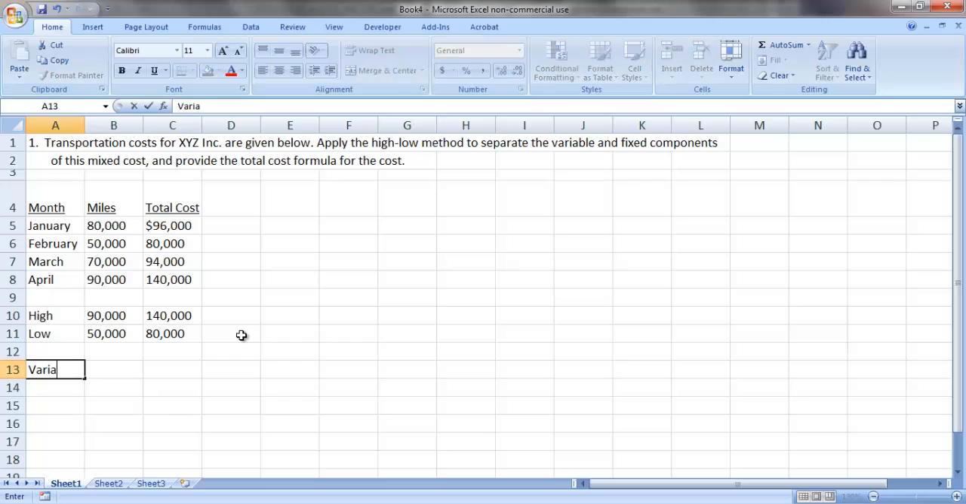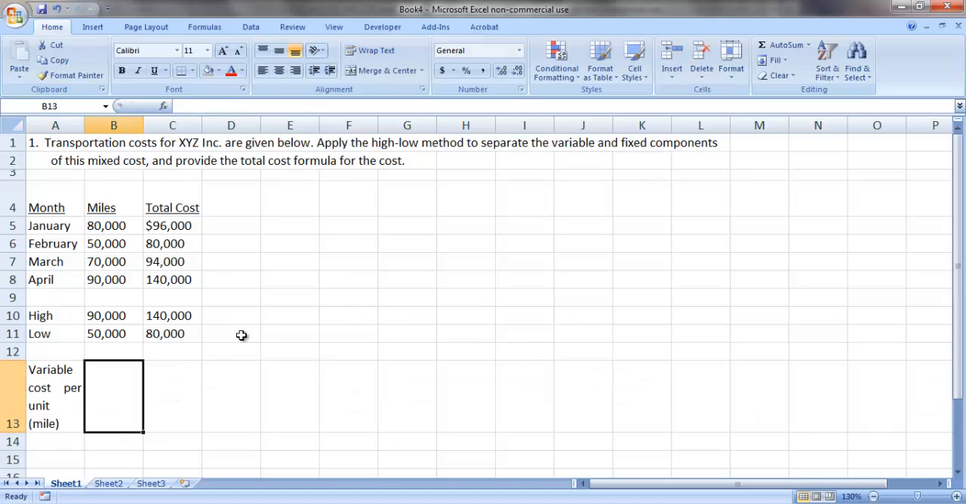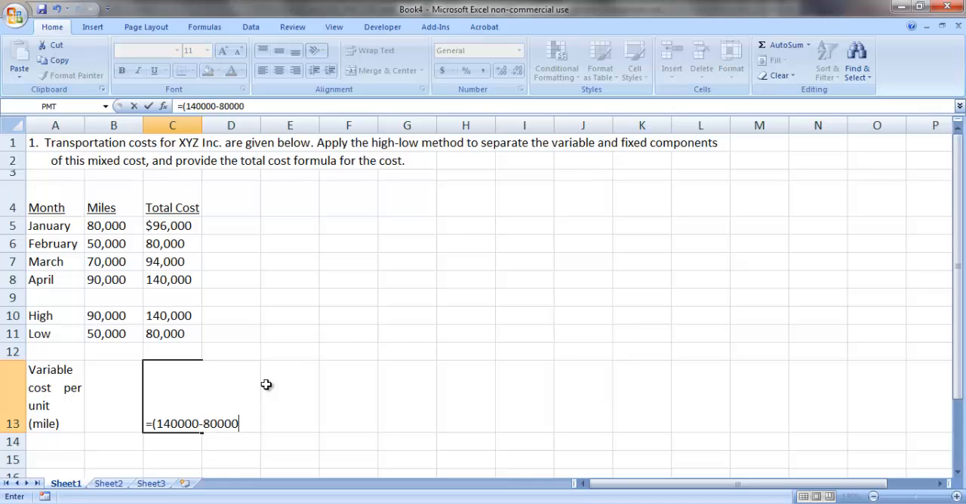So the first step is to determine the variable cost per unit, in this case per mile, of that cost. The way we do that is to take the change in total cost between the high and the low point, 140,000 minus 80,000, divided by the change in activity between those points. So the 90,000 miles in April minus the 50,000 miles in February. That gives us a variable cost element of $1.50 per mile.